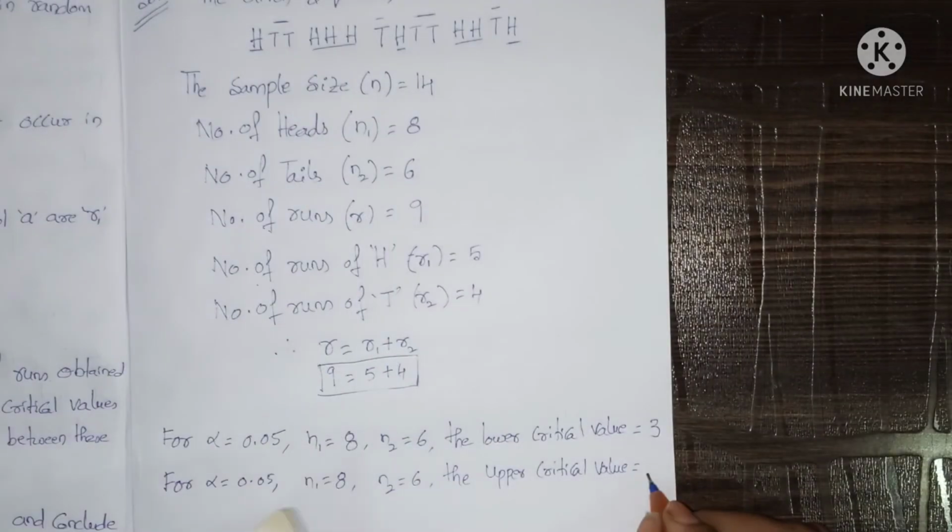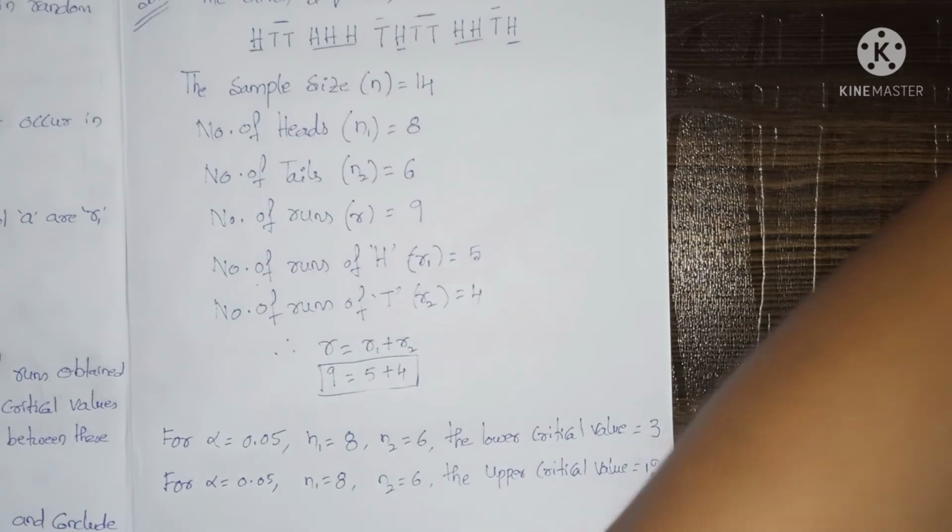Now we'll see the upper critical value. n1 is 8 and n2 is 6. So 12 you will get. So 12 is the answer here. Like that you have to see the values.